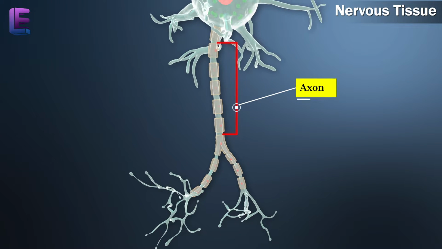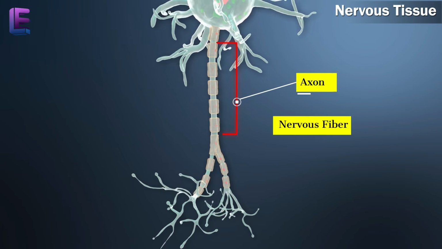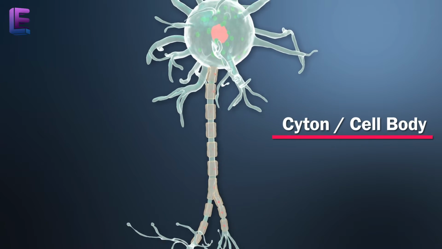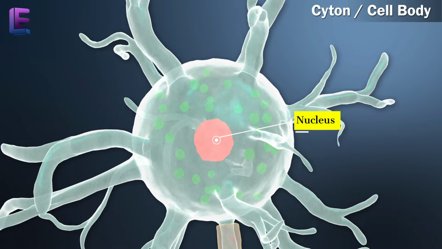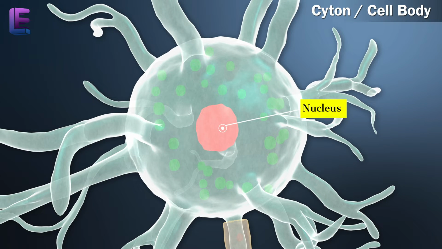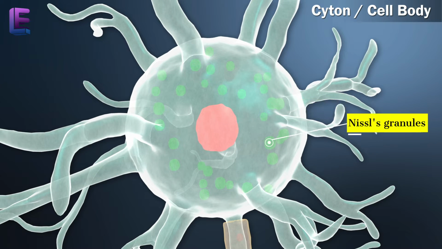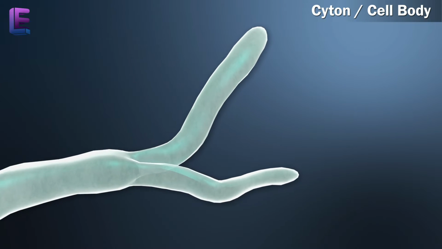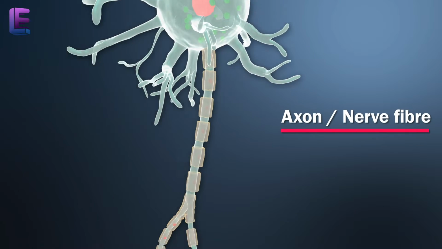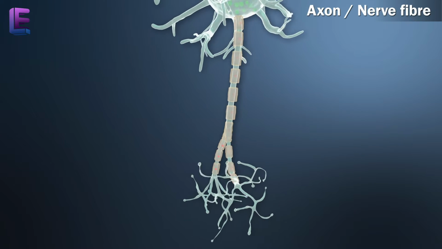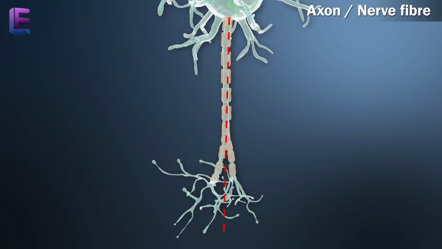The axon is long and also known as nervous fiber. Cyton or cell body. The nucleus can be seen in the cyton. The nucleus is surrounded by Nissl's granules. The edges of the cyton project as dendrites. Axon or nerve fiber. It is the long fiber of the neuron.